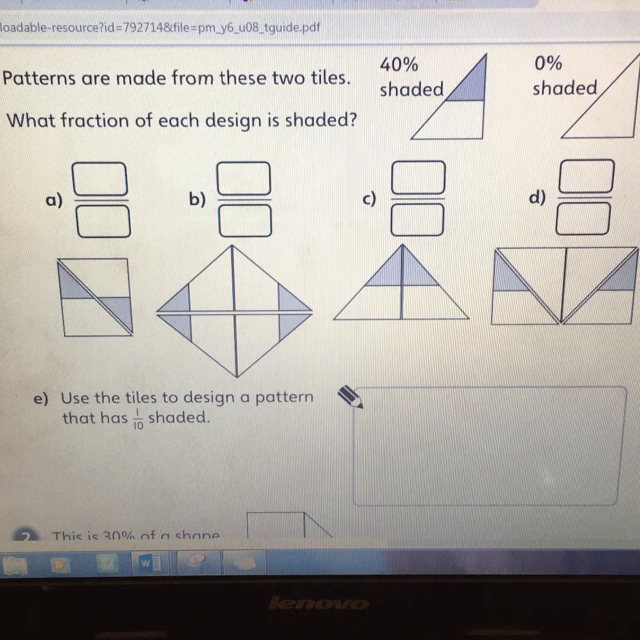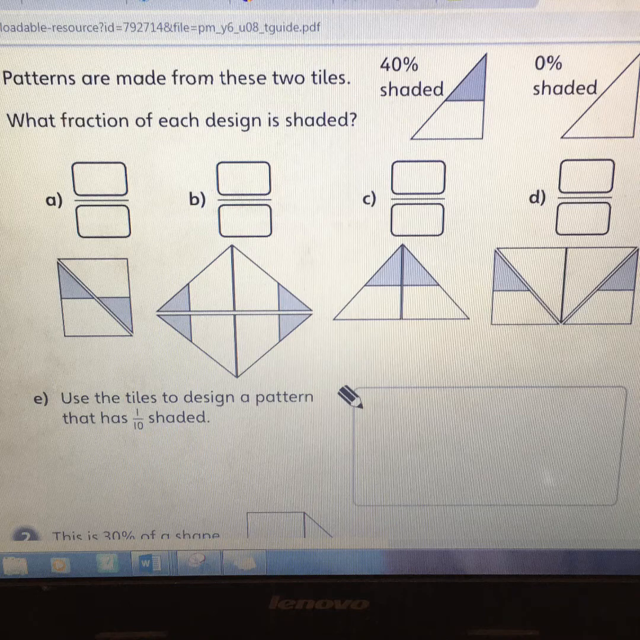Okay, now it's workbook time. So you haven't got this particular workbook at home, so you can't do these in your actual workbooks, so you can just write them on paper. Okay, question number 1 is very, very similar to the Discover for today. So, patterns are made from these 2 tiles. One tile has got 40% shaded out of 100%. That's really important. The other triangle has got 0% shaded out of 100%.